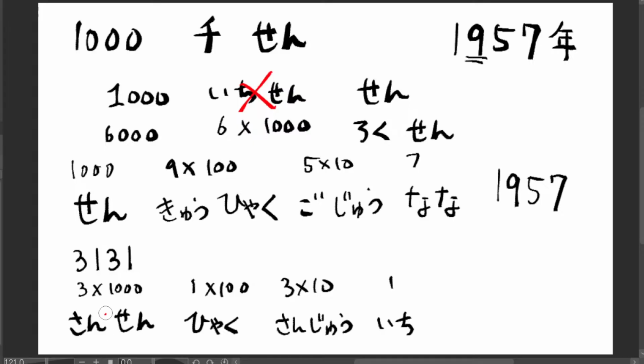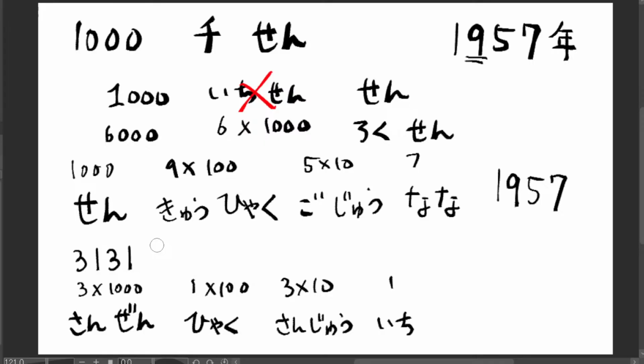But in Japanese, it's hard to say sansen. So the Japanese usually nigoru. What is the meaning of nigoru? It means make the sound thicker, so you add the dakuten here. So it becomes sanzen. It's not sansen because it's hard to pronounce. Sanzen hyaku sanju ichi. So 3,131 is sanzen hyaku sanju ichi.